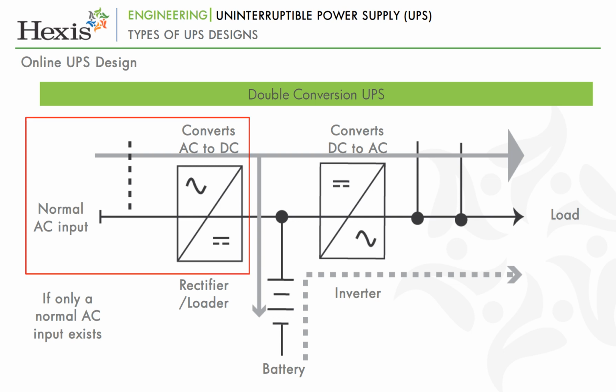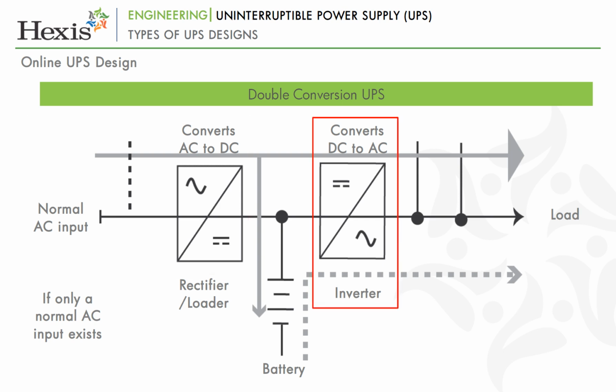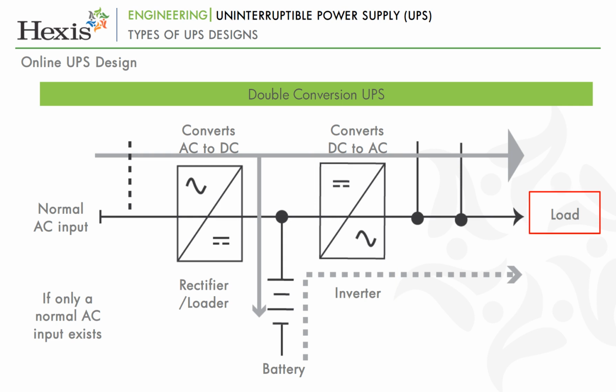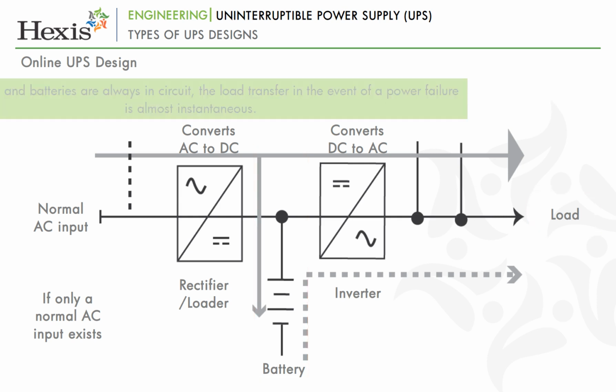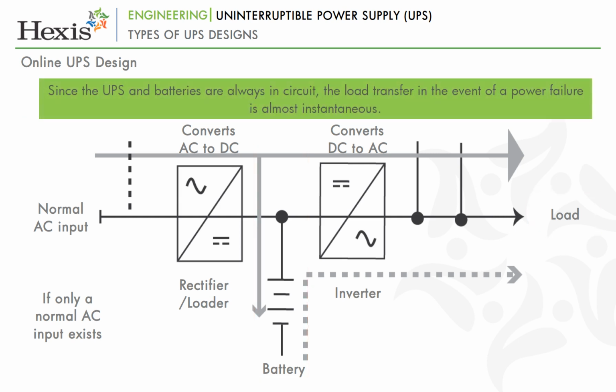The output of the rectifier is then fed to an inverter, which converts it back to AC and supplies it to the protected equipment. It is connected to the load at all times, and the rectifier output is also used to keep the batteries charged. Since the raw power is not directly feeding the loads and the UPS and batteries are always in circuit, the load transfer in the event of a power failure is almost instantaneous.